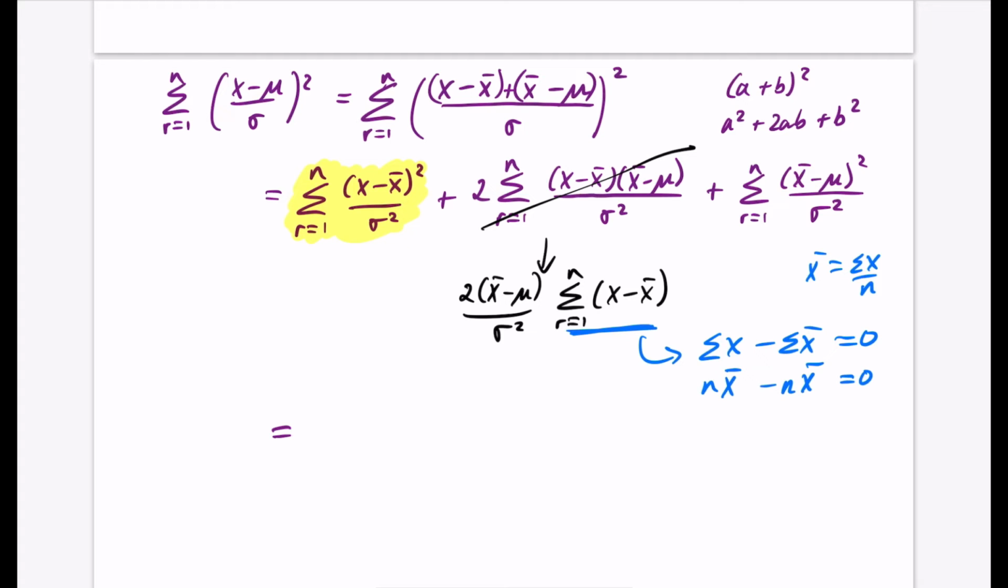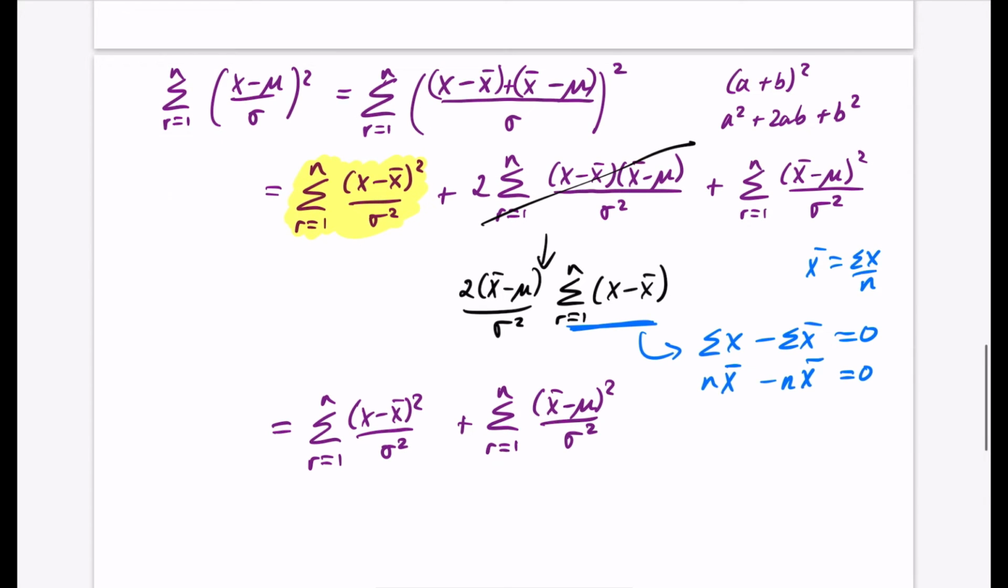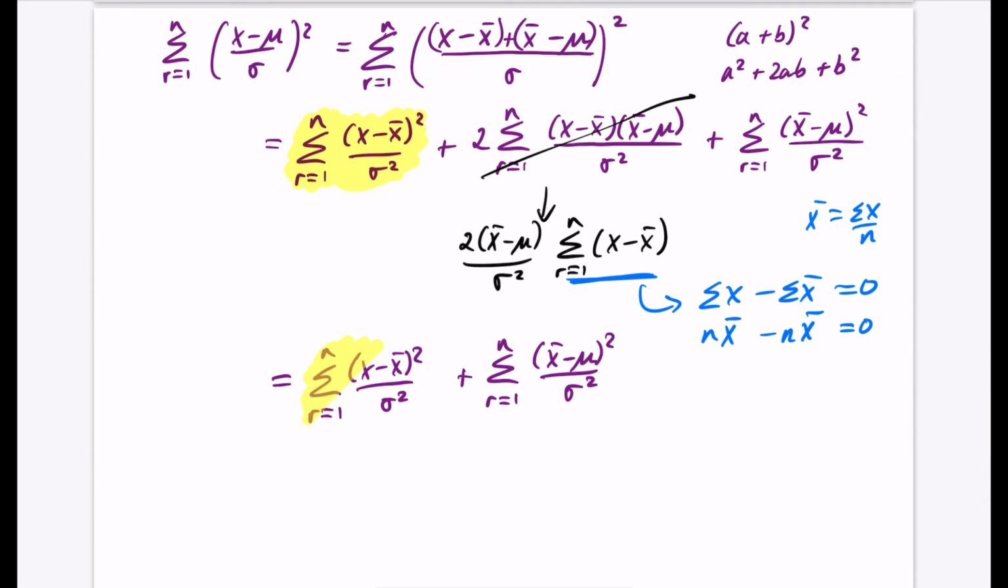So we've now got that the sum from r equals 1 to n of (x minus x bar) squared over sigma squared. The 0 bit is gone. We've now got the sum from r equals 1 to n of (x bar minus mu) squared over sigma squared that we have. Okay, I'm not going to adapt this thing. This is the thing I want to keep a hold of. I'm now going to think about what this actually means.